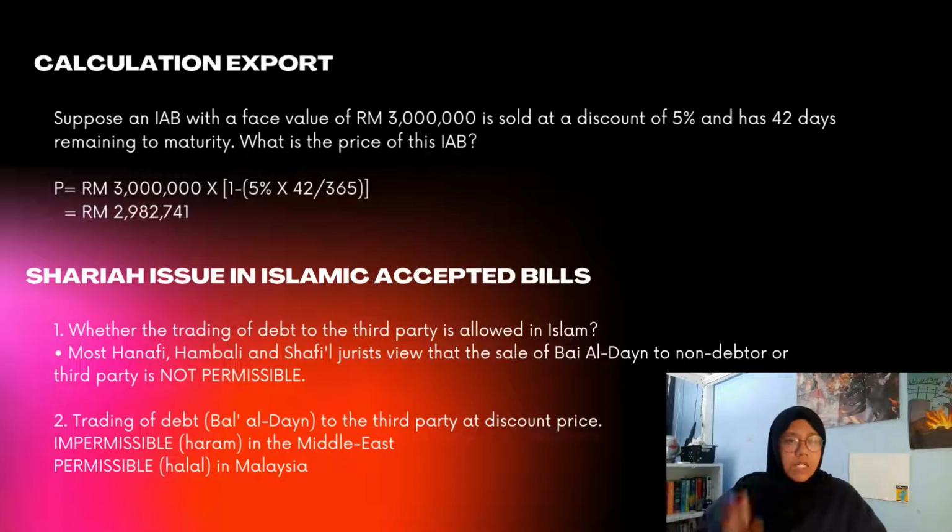Second is trading of debt, Bay al-Dain, to a third party at a discount price. It is impermissible, haram, in the Middle East, and permissible or halal in Malaysia.